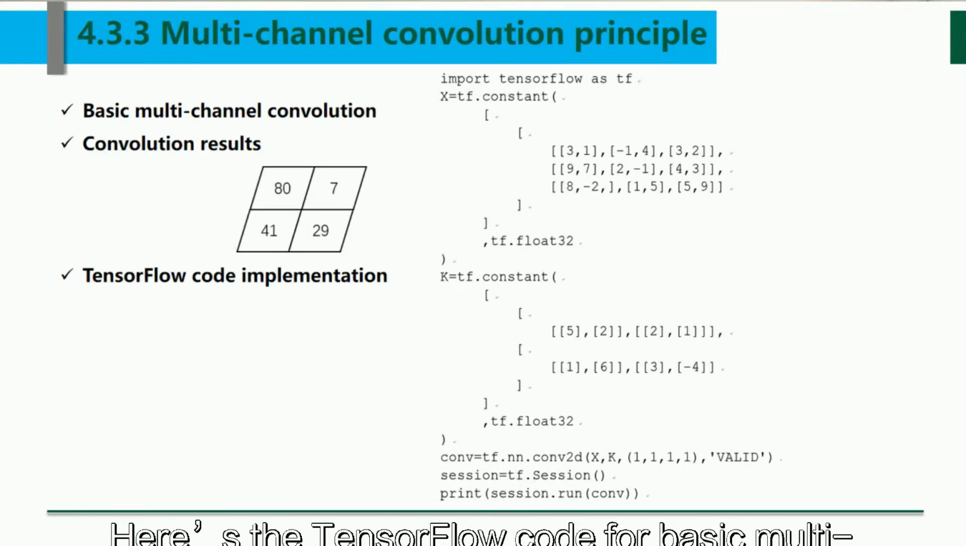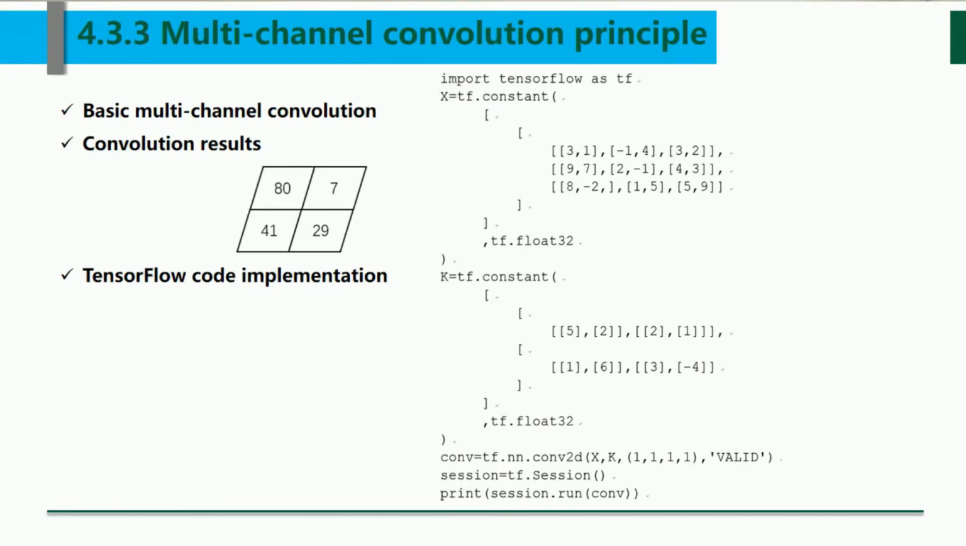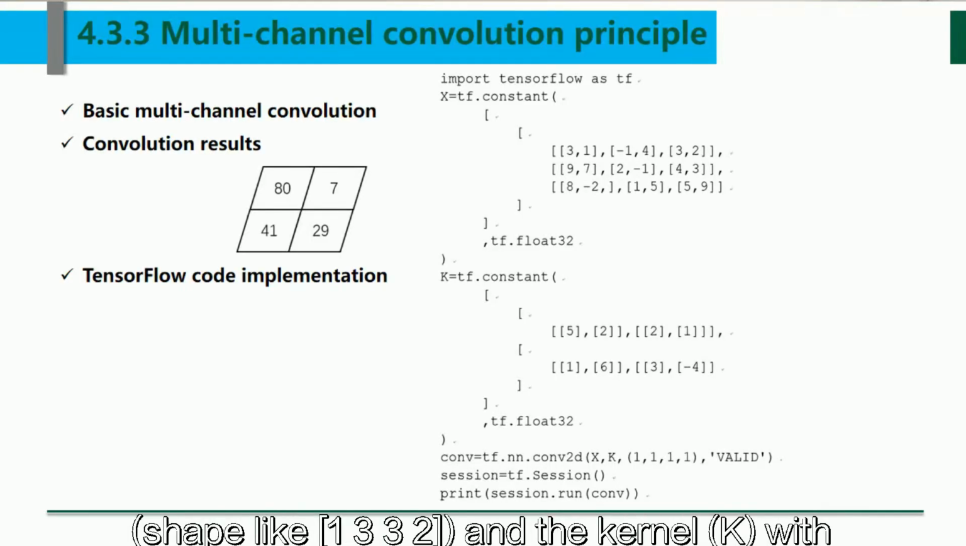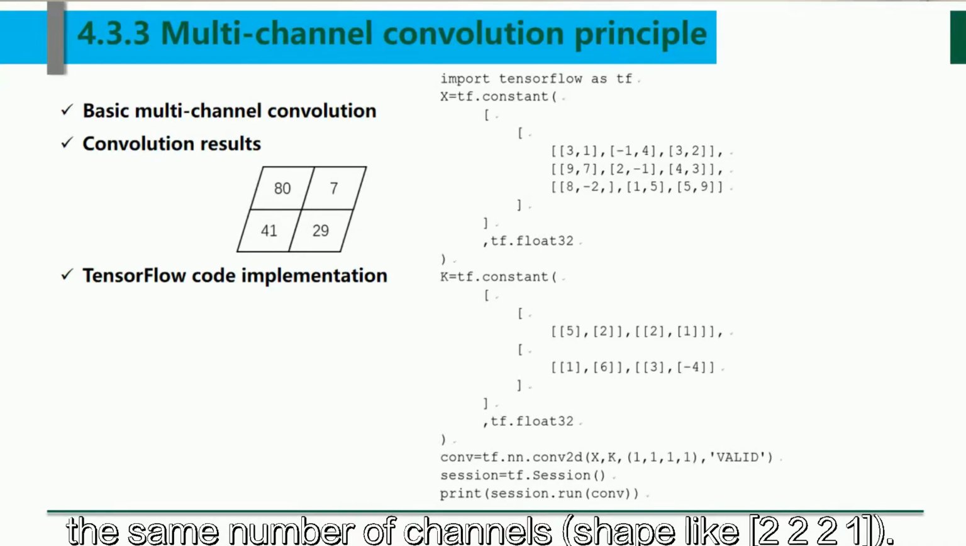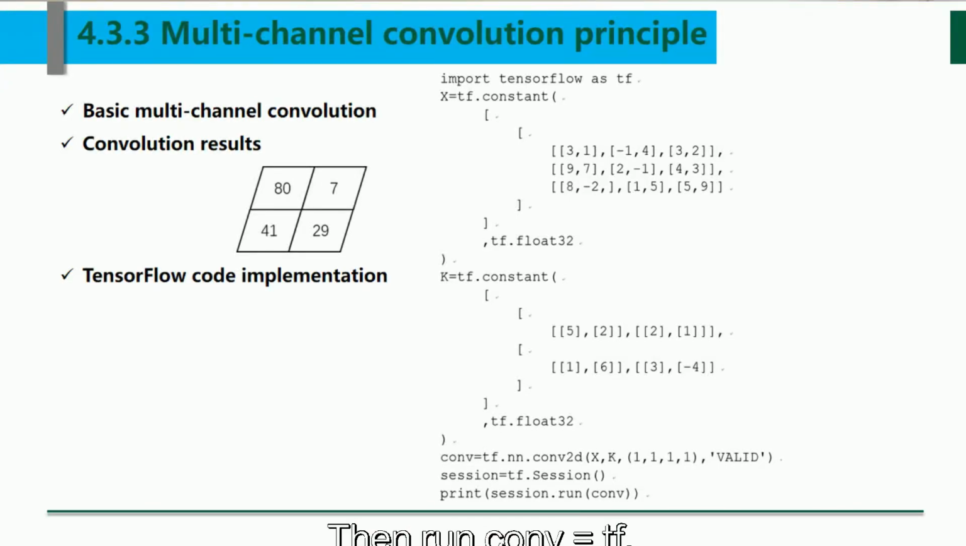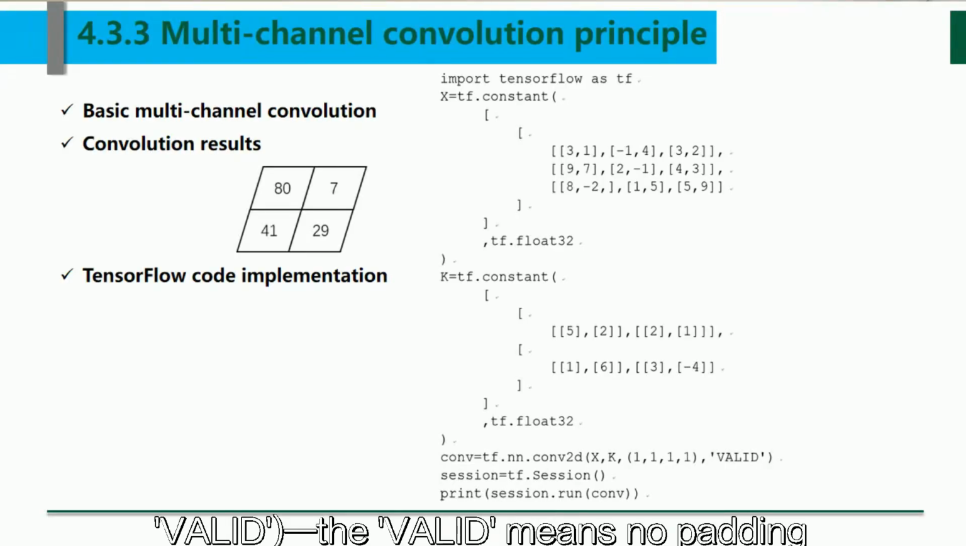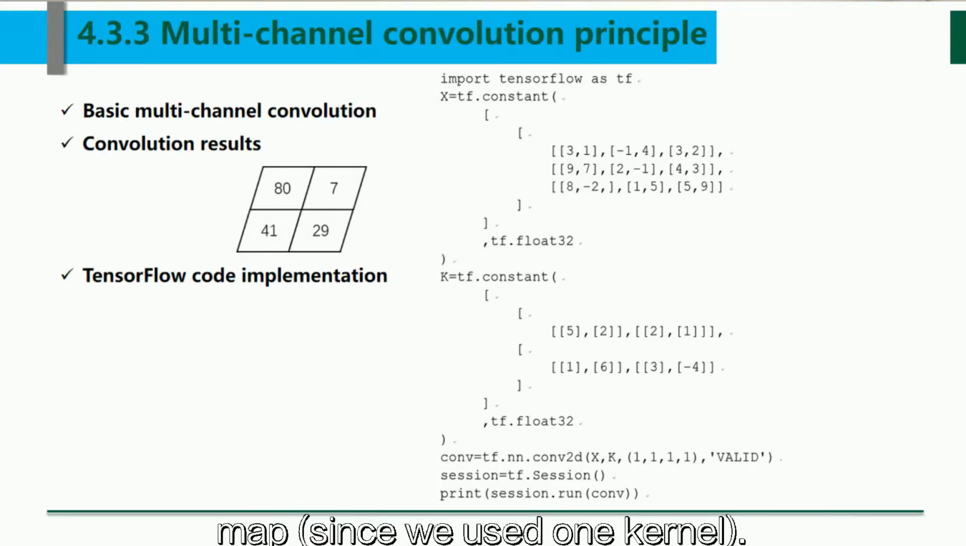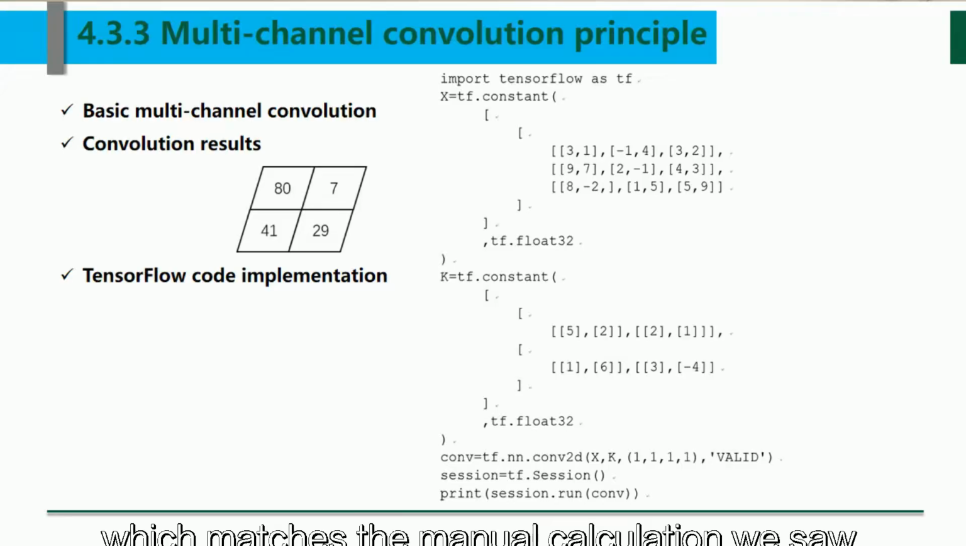Here's the TensorFlow code for basic multi-channel convolution. First, we define the input tensor x with 2 channels shaped like 1, 3, 3, 2, and the kernel k with the same number of channels shaped like 2, 2, 2, 1. Then run conv = tf.nn.conv2d(x, k, [1, 1, 1, 1], 'VALID'). The valid means no padding, and the output will be a single channel feature map since we used one kernel. The slide prints the result, which matches the manual calculation we saw earlier.